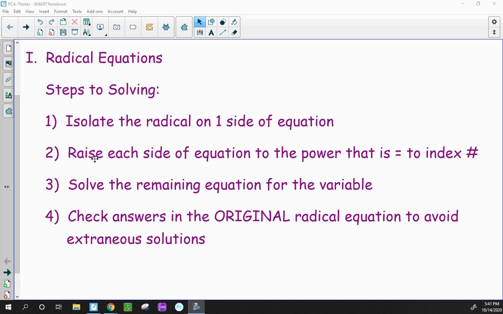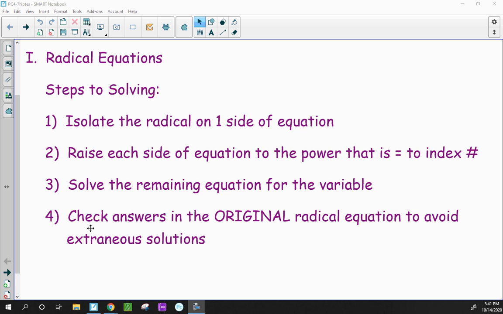Step 2, raise each side of the equation to the power that is equal to the index number. Step 3, solve the remaining equation for the variable. And step 4, check the answer in the original radical equation to avoid what's called extraneous solutions.